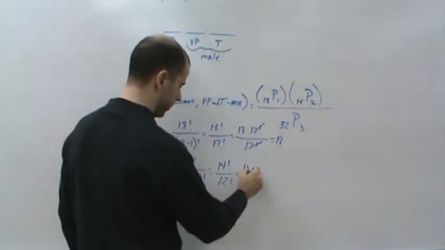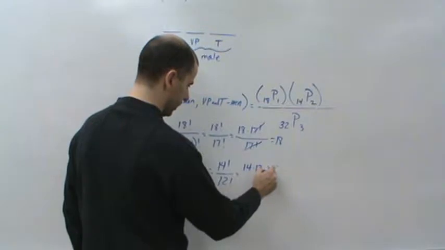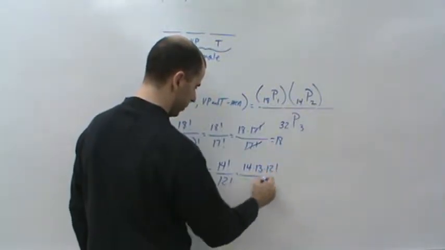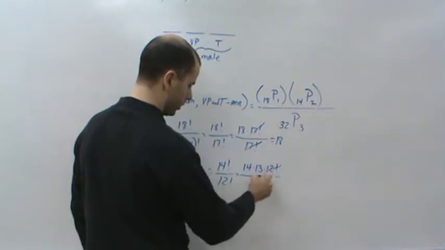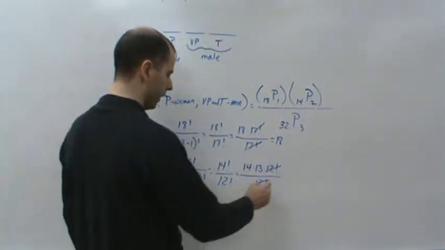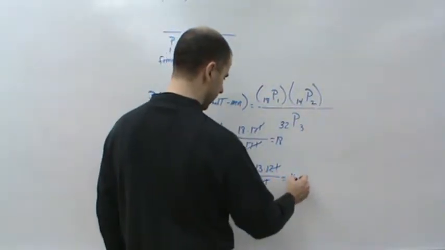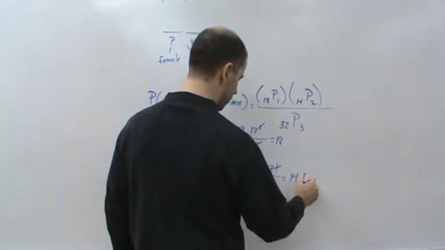Well, I'm going to rewrite the numerator again. So this is going to be 14 times 13 times 12 factorial. And of course, that's going to cancel with the 12 factorial on the bottom. And so now I just get 14 times 13, right?